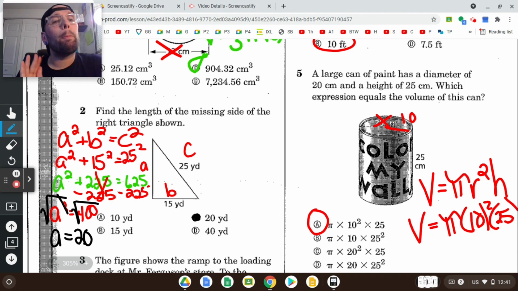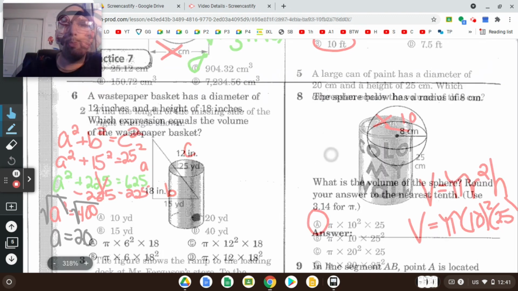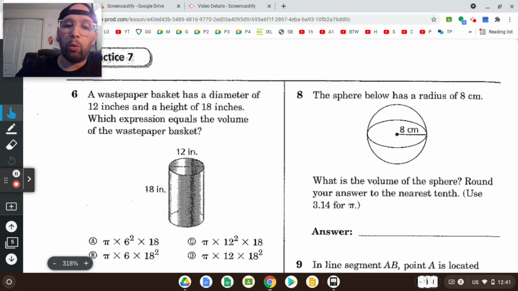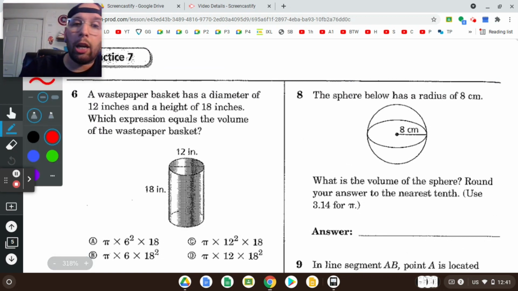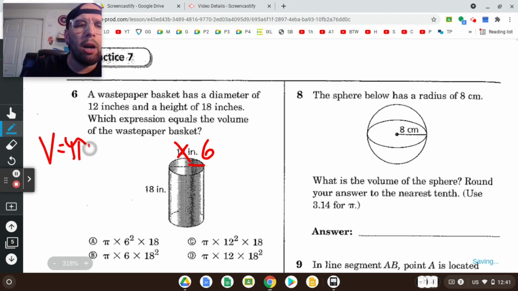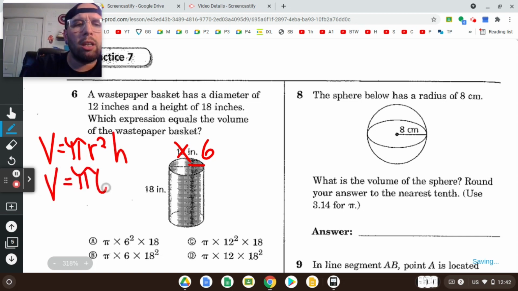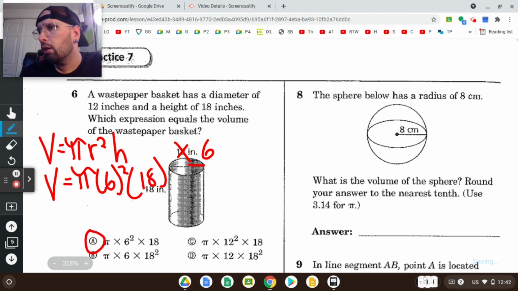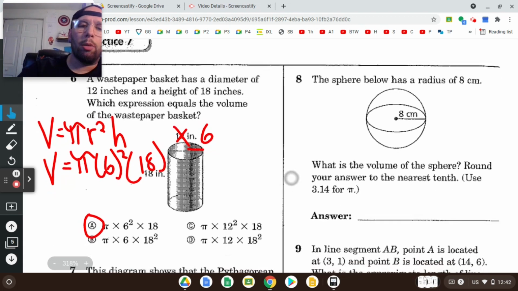A waste paper basket has a diameter of 12 inches. Well, I don't care about that. I care about the radius being half of it, which is 6. Height is 18. Great. Which expression equals the volume of the waste basket? This is the exact same problem with different numbers. The volume is going to be pi r squared h. So the volume is going to be pi times 6 squared times 18, which is A. Kind of silly that we have the same exact problem one after another.